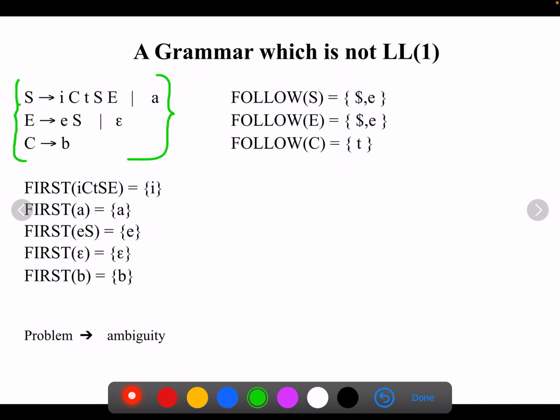I'll just brief out what is first of B. For every terminal, first of a terminal is a terminal itself, so you are getting same thing. And first of epsilon is epsilon. First of this string becomes E because that is the first symbol in that string. First of A is A itself. First of ICTSE is first symbol is I only. So we have written like this.